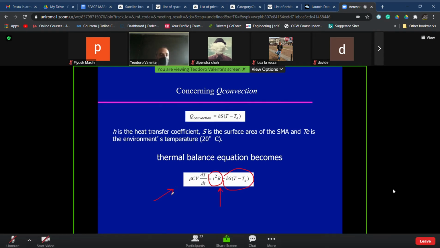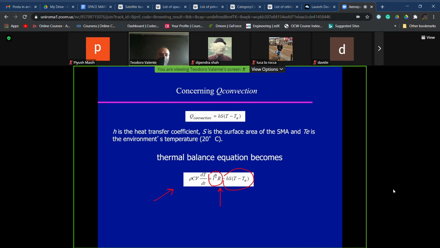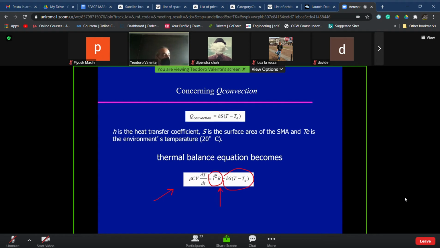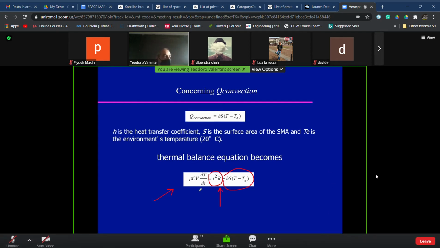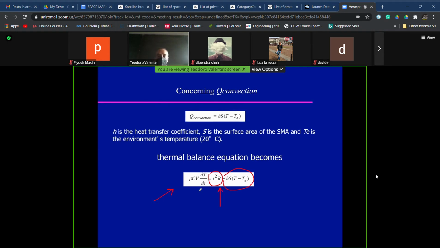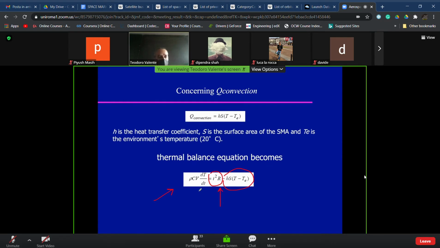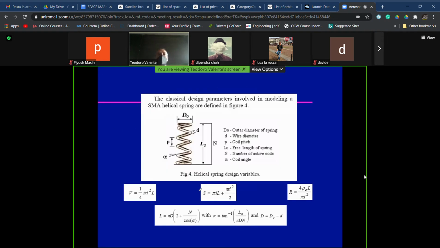If we solve this equation, for example, fixing the value of the current intensity, we are able to answer the question: what is the temperature after 1 hour, 2 hours, 3 hours, 1 millisecond, 2 milliseconds? So we are able to define the temperature variation with time for a given current intensity flowing inside our wire.